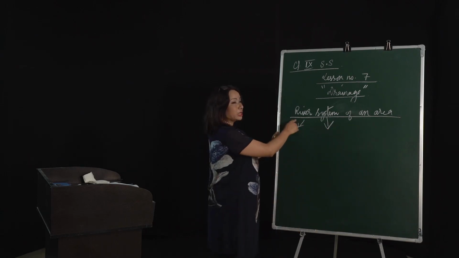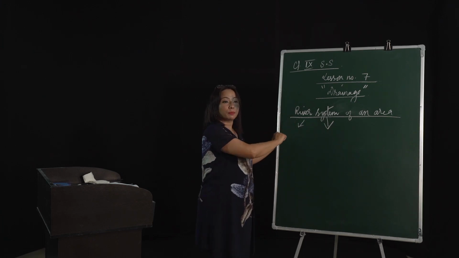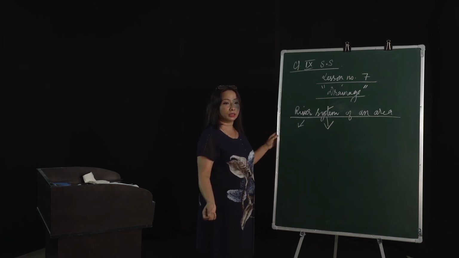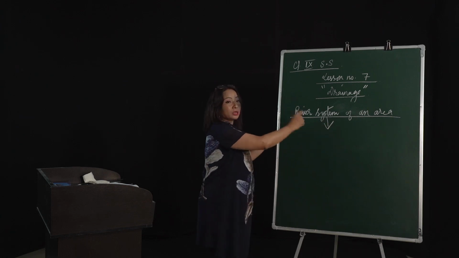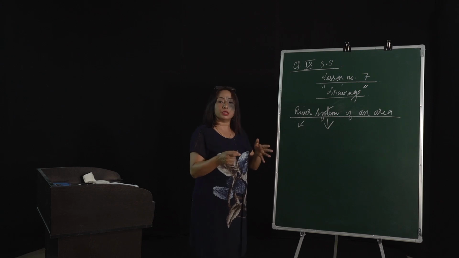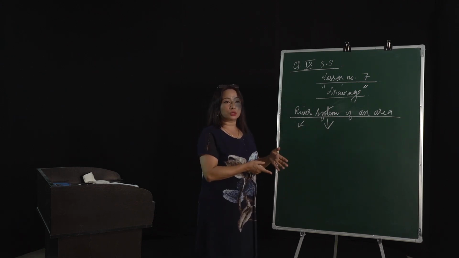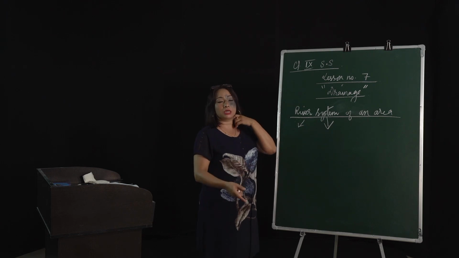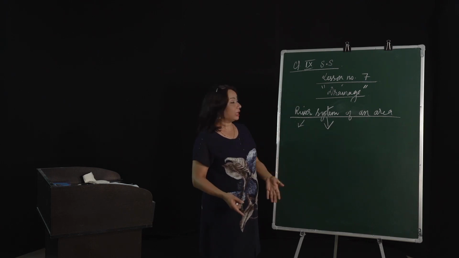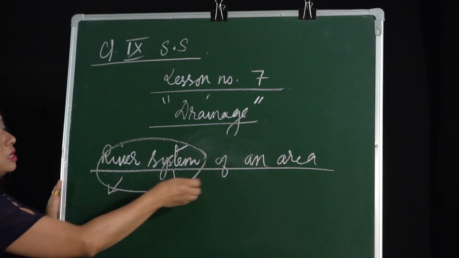Here you have to understand river means the stream of fresh water that flows down a definite channel, and system means different channels or streams of water coming and being drained into one main river, and that river takes the water and empties it into an ocean, a sea or a lake. That is river system. So river system is known as drainage.